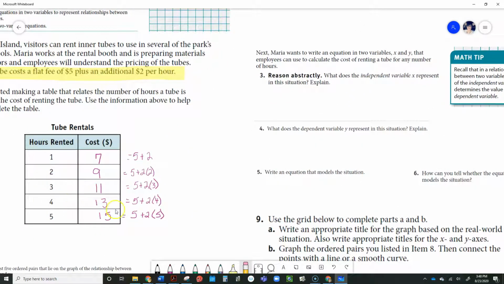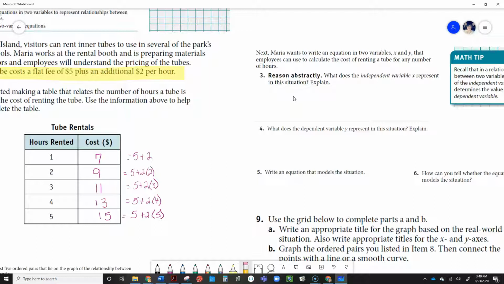So x is the number that has to happen in order for us to calculate the other one. So the independent variable is the one that has to happen first. Our cost depends on how many hours we rent the inner tube. So cost depends on hours, cost depends on the time. So the independent one is going to be the hours rented. What does the independent variable represent in this situation?